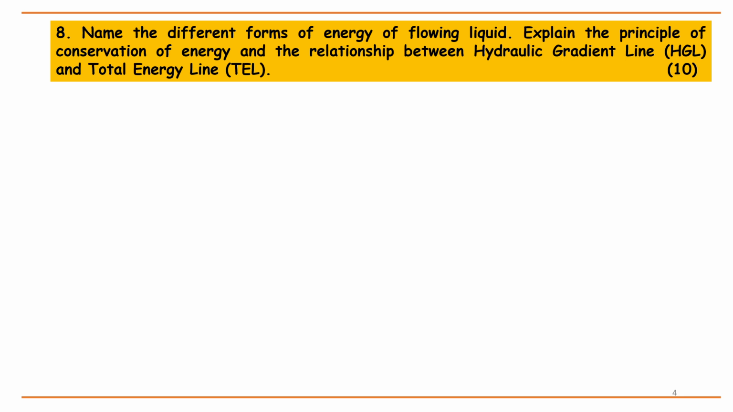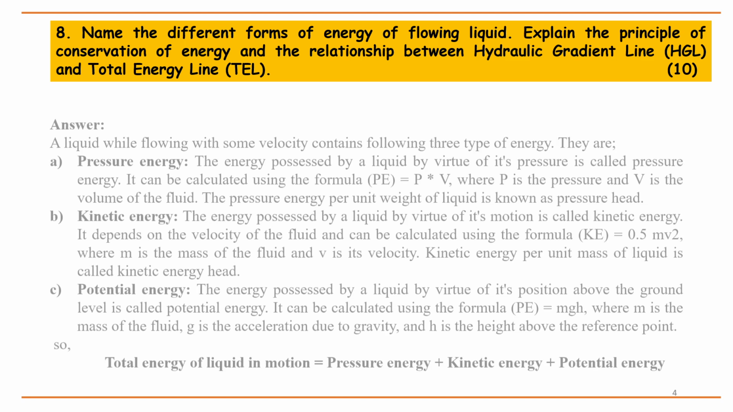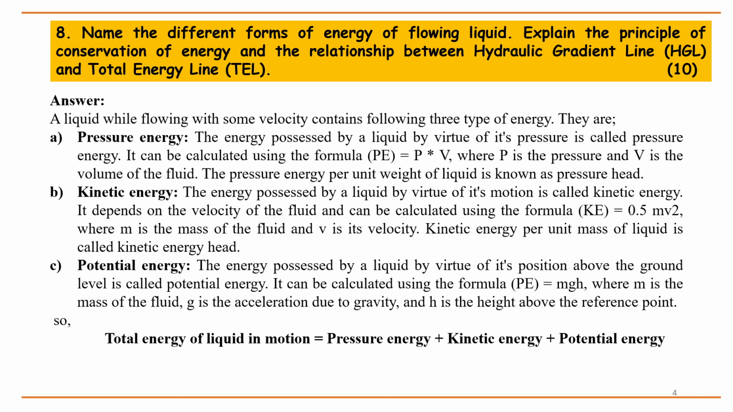8. Name the different forms of energy of flowing liquid. Explain the principle of conservation of energy and the relationship between hydraulic gradient line, HGL, and total energy line, TEL. Answer. A liquid while flowing with some velocity contains the following three types of energy. They are: pressure energy. The energy possessed by a liquid by virtue of its pressure is called pressure energy.